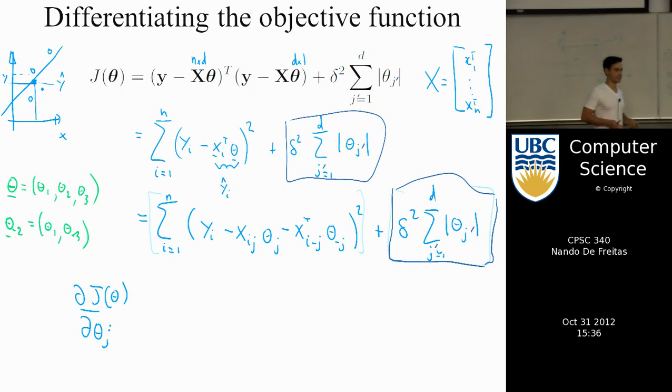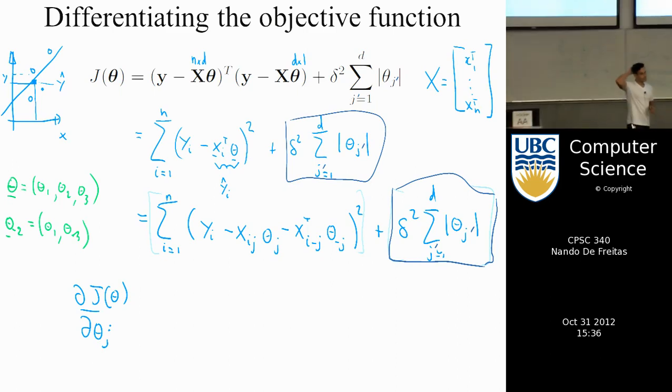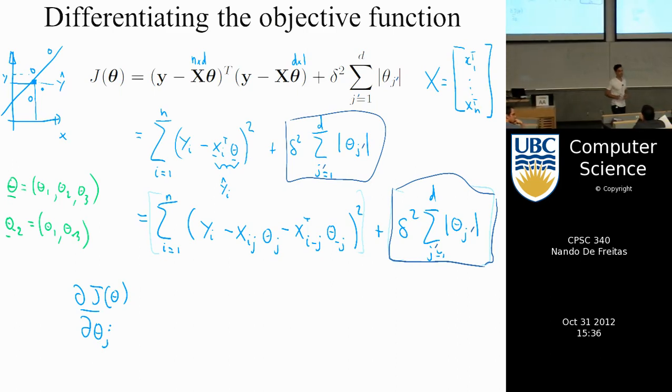Why are we not calculating all the derivatives and then updating them at once? Because there's a problem there. Absolute values. Have you ever computed the derivative of an absolute value?